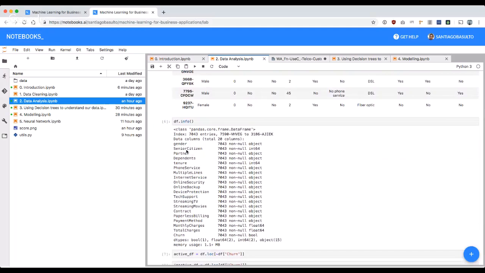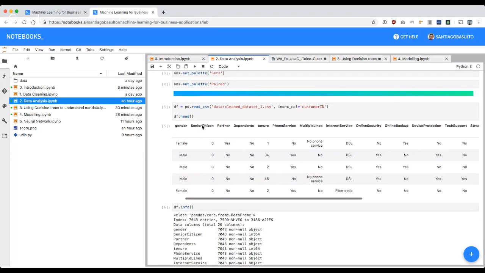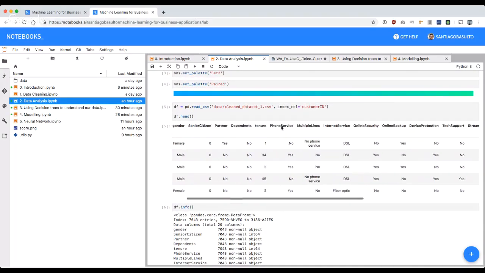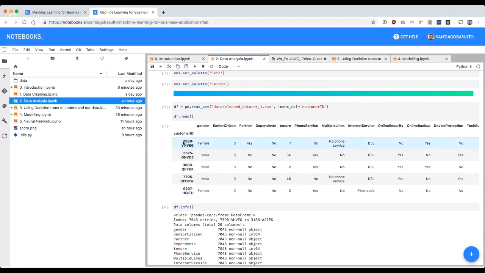So these are the columns, right? The features, the characteristics of each one of these customers. Each row has the ID of the customer, and then we have a couple of important features. For example, this customer is female, is not a senior citizen, has a partner, has no dependents. Tenure is just one period. We don't know how tenure is expressed, probably months.